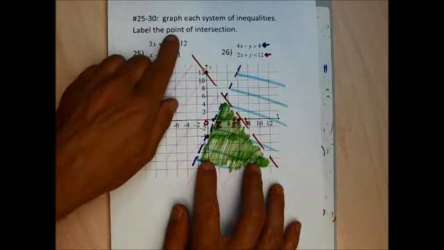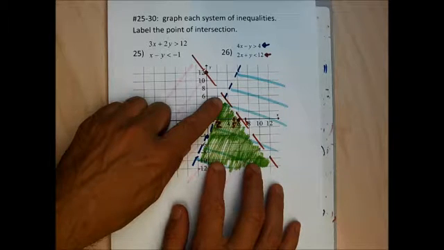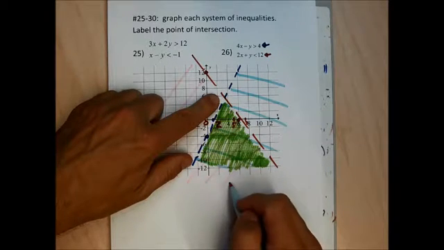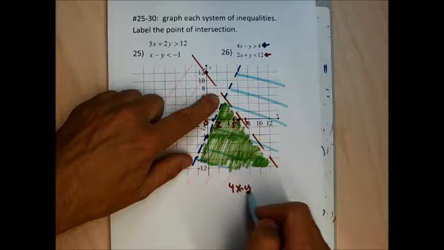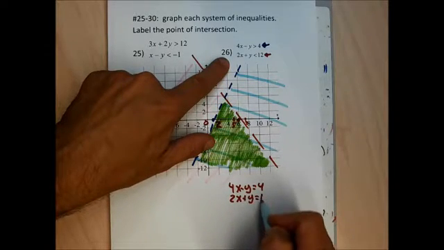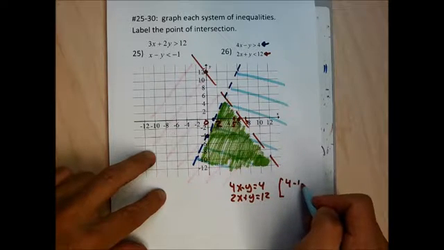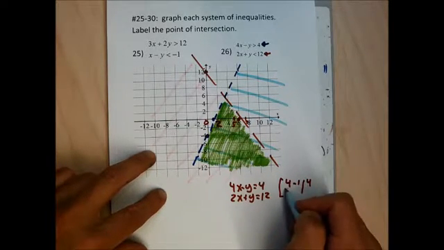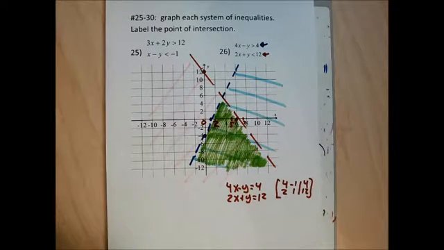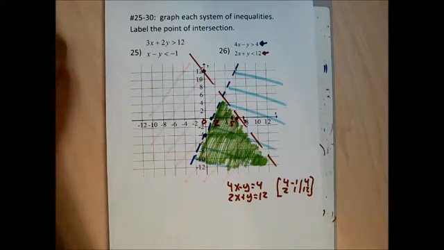I'm also asked to label the point of intersection. I'm not sure what that point is, but I can get that point real quickly. That point is on the intersection of the line 4x minus y equal to 4 and the line 2x plus y equal to 12. And I can find that point of intersection by doing the substitution method, the elimination method, or matrices. I'm going to use matrices to get that point of intersection. I'm going to enter this as a 2 by 3 matrix and do RREF.